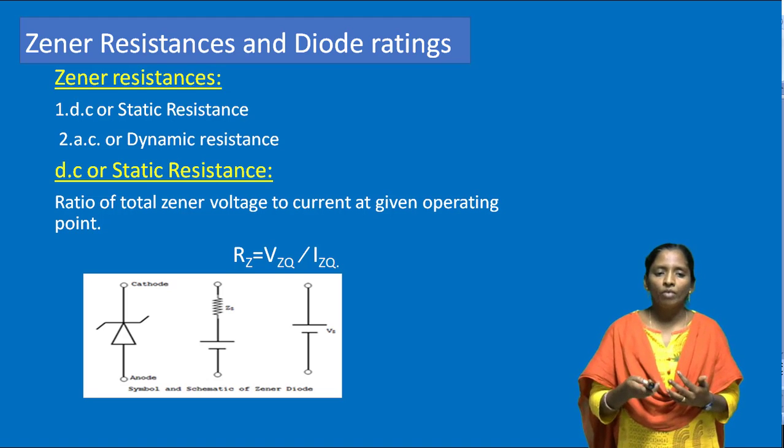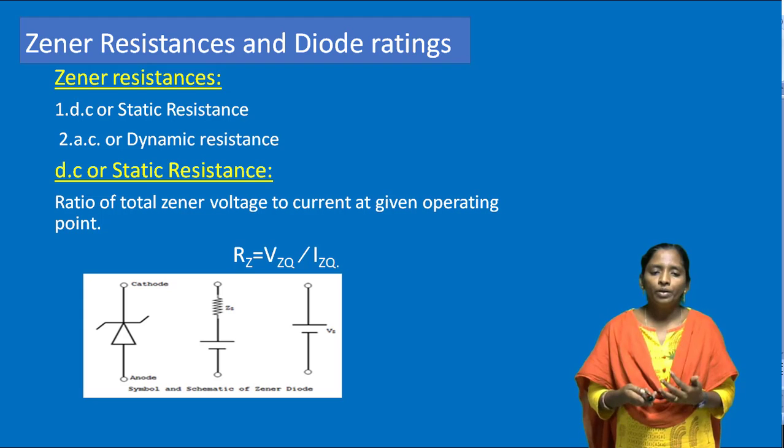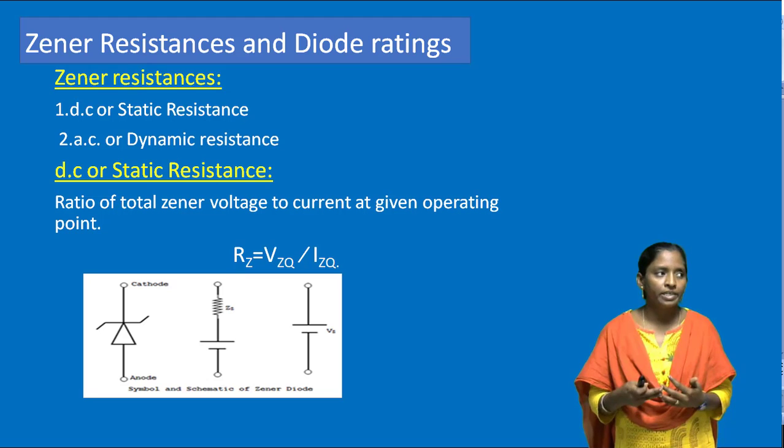This is the symbol of Zener diode, and the second one is the equivalent circuit of Zener diode. Here we are connecting a resistance in series with the Zener diode to avoid excess flow of current through the Zener diode.